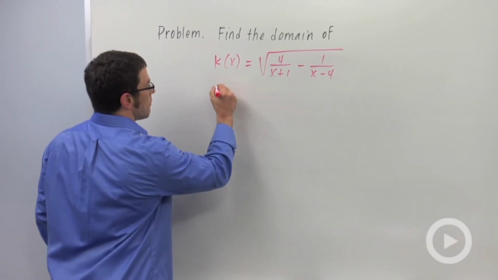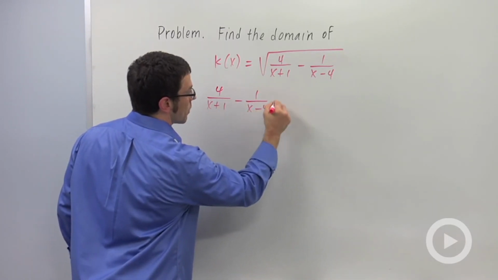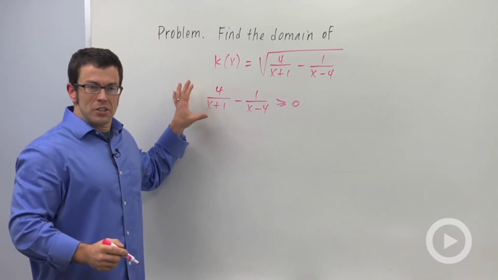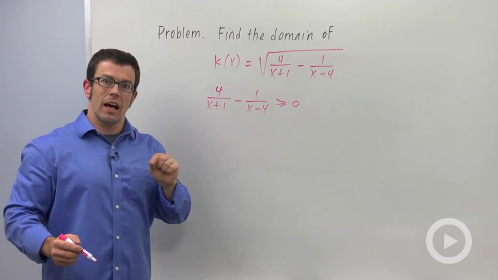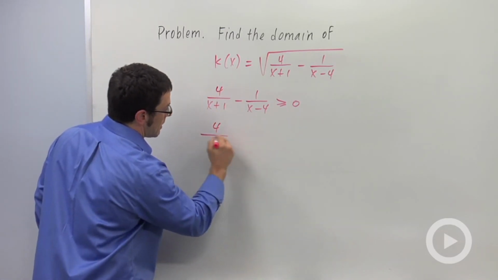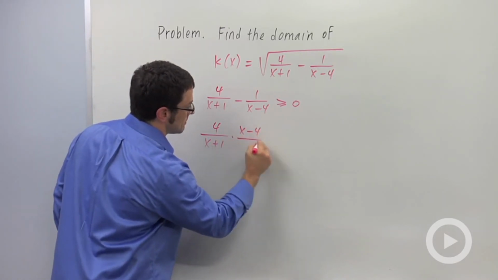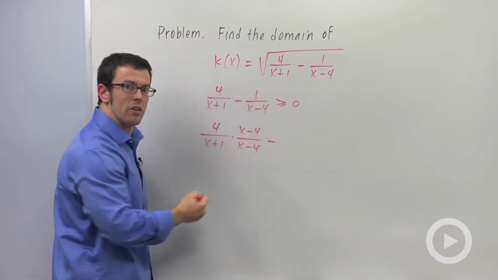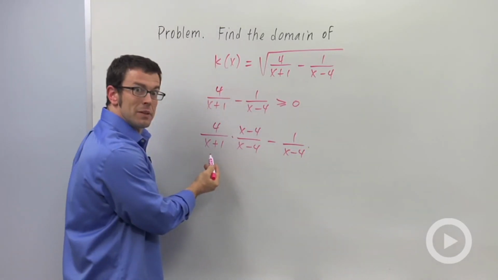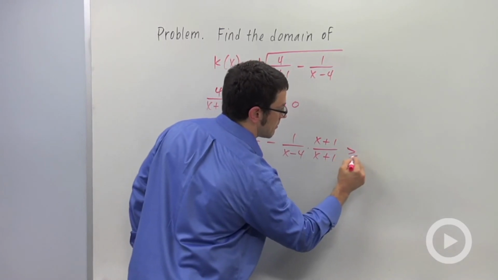So, 4 over x plus 1 minus 1 over x minus 4 has to be greater than or equal to 0. Now, when I'm solving a rational inequality like this, I need to get a common denominator. So, for this first expression, 4 over x plus 1, I need to multiply the top and bottom by x minus 4. And for the second expression, 1 over x minus 4, I need to multiply the top and bottom by x plus 1. So that'll give me the same denominator for both of these.